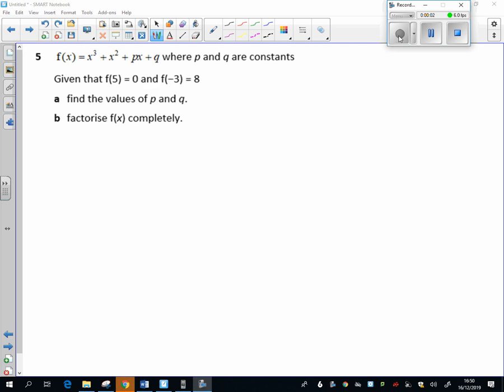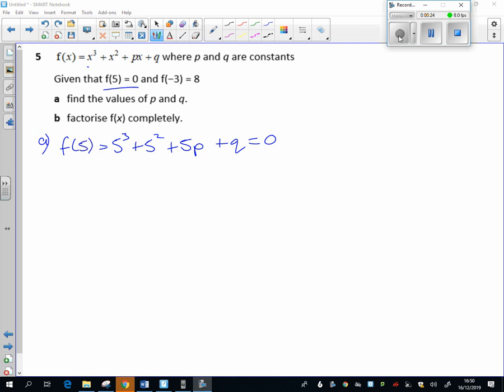This question is about factor theorem, although I don't really need to know the factor theorem to answer part A because everything is given to me. So they're telling me that f of 5 should equal 0. That's basically saying if I substitute 5 into that function, so 5 cubed plus 5 squared plus 5 times p plus q, that should give me an answer of 0.